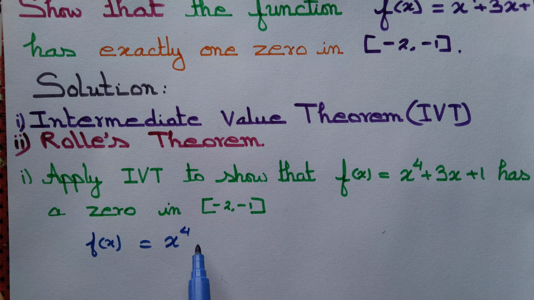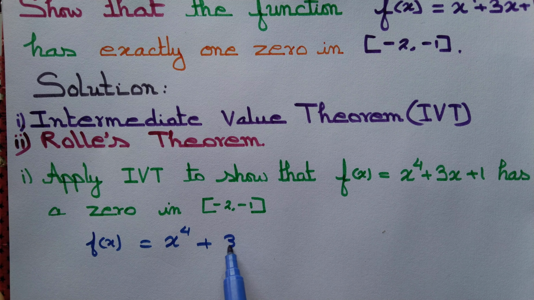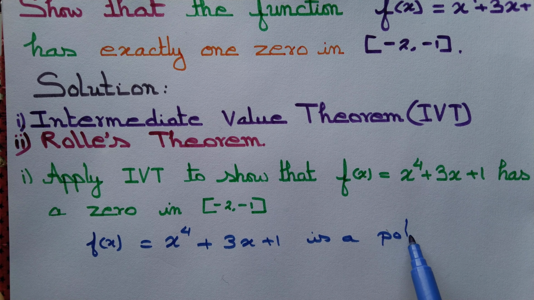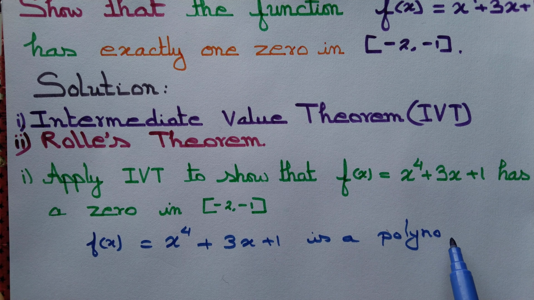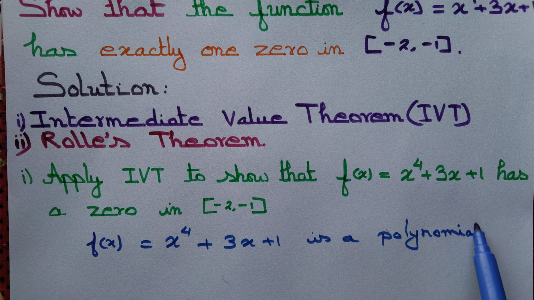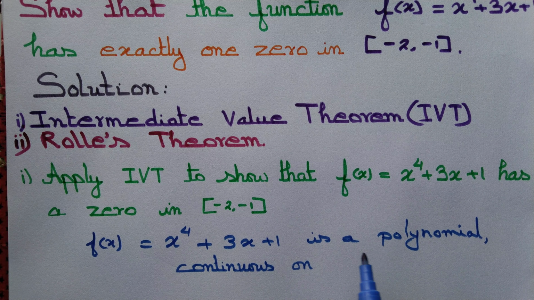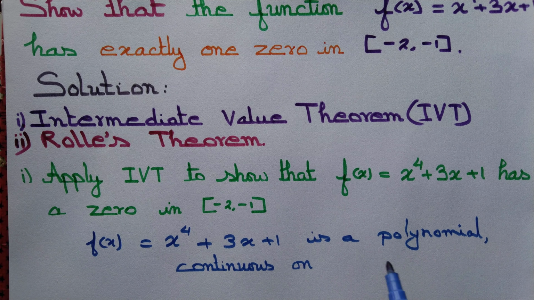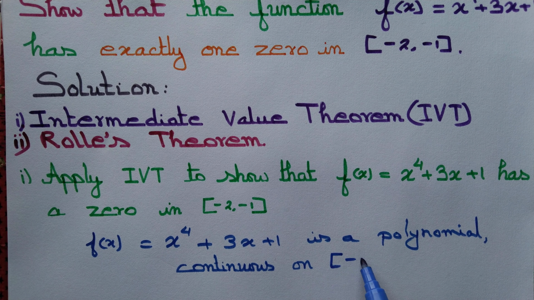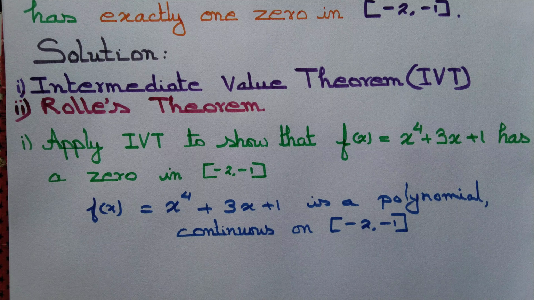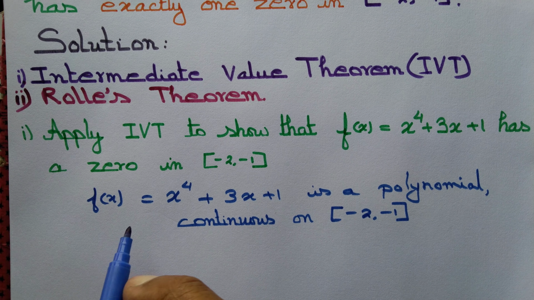x^4 + 3x + 1 is a polynomial function, and we know that polynomial functions are continuous throughout R. If the function is continuous throughout R, then it should be continuous on the closed interval [-2, -1]. Let's determine the value of f(-2) and f(-1).